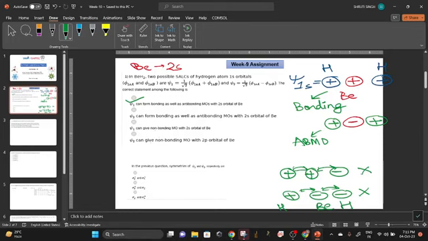Psi1 can give non-bonding, Psi2 can give non-bonding. Okay, so this is not even non-bonding interactions. So these two are wrong. Okay, and here I have added this extra question. So in the previous question, what can be the symmetries of Psi1 and Psi2?